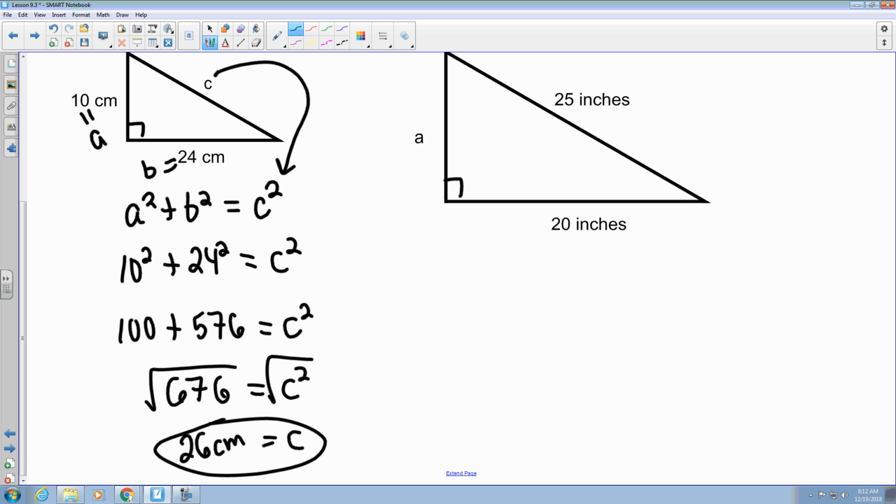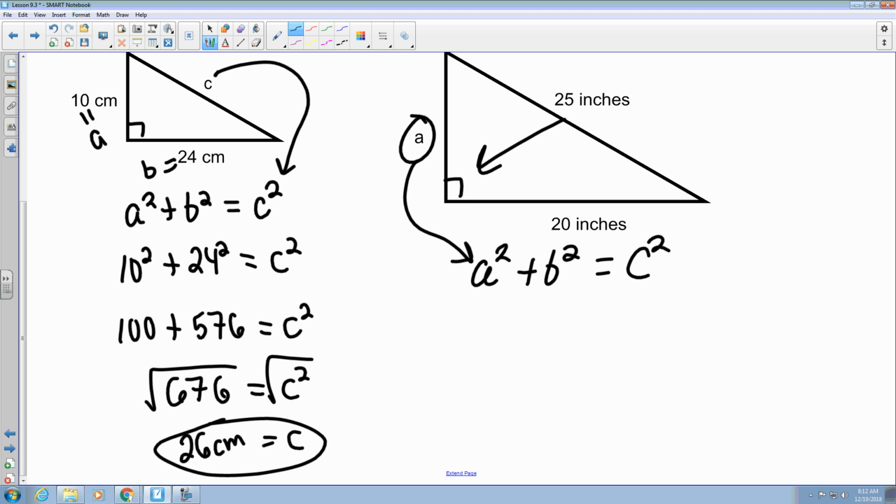Looking at the next right triangle to the right, we are missing a. So in a squared plus b squared equals c squared, this is our unknown. So I look here, 25 is the opposite side length of our 90 degrees. I know that that's our value of C. That means that this is our value of B. So substituting the known values, we get A squared plus 20 squared is equal to 25 squared.